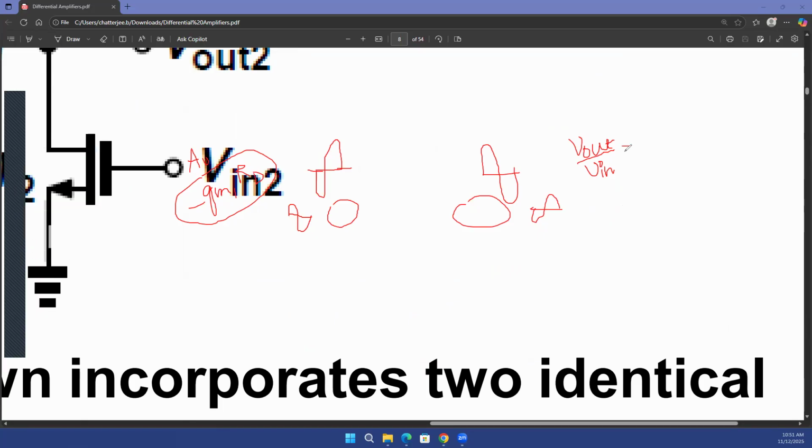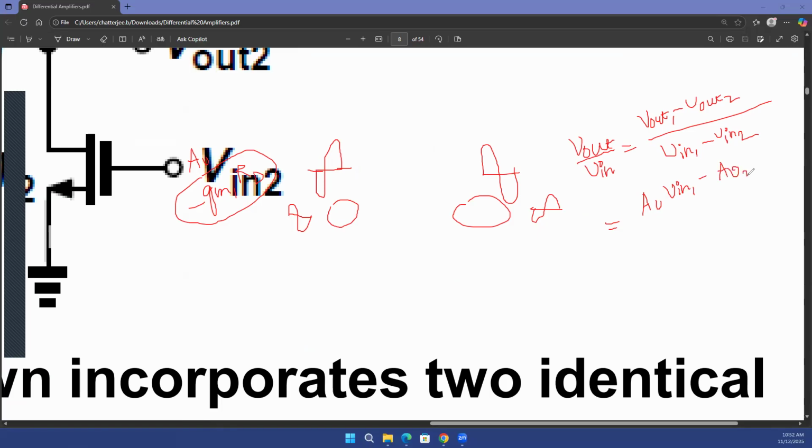That is going to be equal to V out 1 minus V out 2, that's your overall differential output voltage, divided by what is your differential input voltage. That is going to be V in 1 minus V in 2. Which means that if I write V out 1 as the individual gain of the left side branch, which is AV times V in 1, and AV is just GM times RD, or minus GM times RD because it's a common source. So AV times V in 1 minus AV times V in 2.